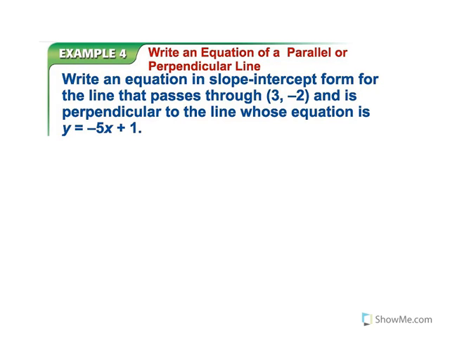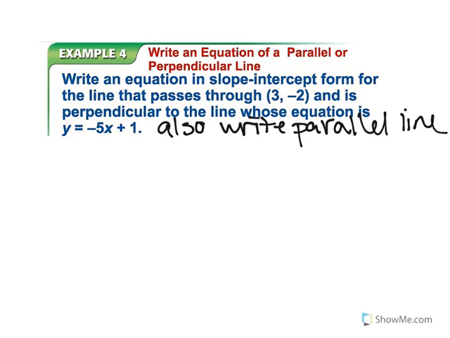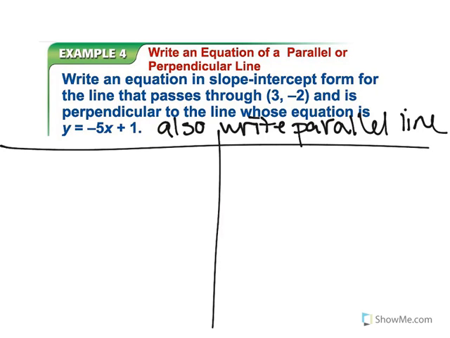Example 4. Write an equation in slope-intercept form for the line that passes through (3, -2) and is perpendicular to the line whose equation is y equals -5x plus 1. And I'm going to change this problem. I want you to also write the parallel line as well. So I'm going to split this into two categories. We're going to find the parallel equation, and we're also going to find the perpendicular equation.